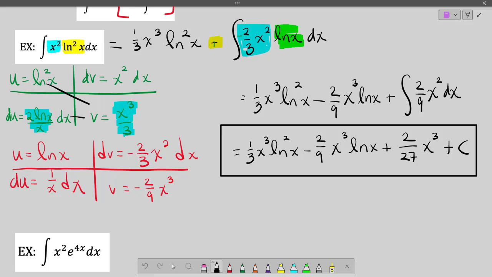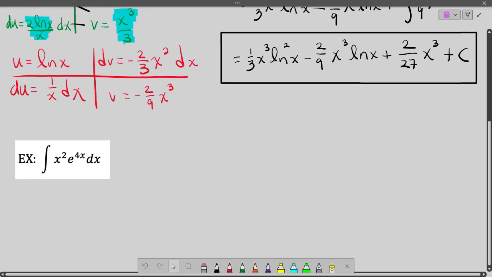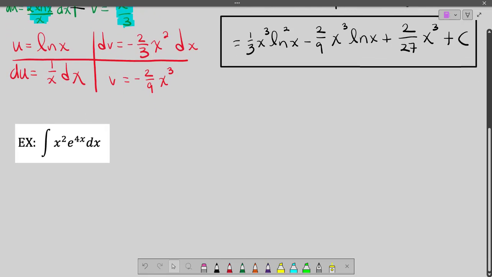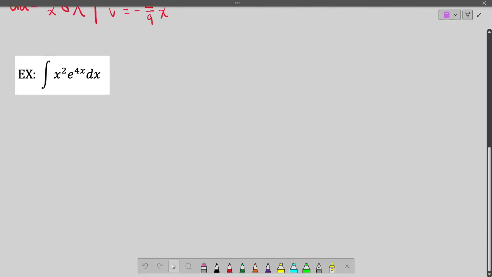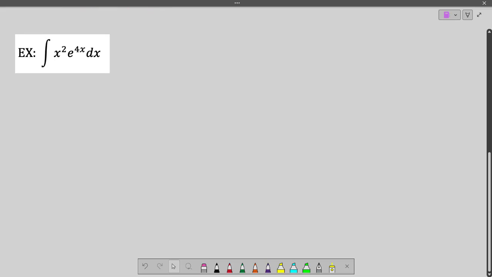All right. You all try this one. So integral of x squared e to the 4x. Integration by parts is a natural choice because you have a product that cannot be integrated with just a u substitution. So go ahead and see if you can do this one.